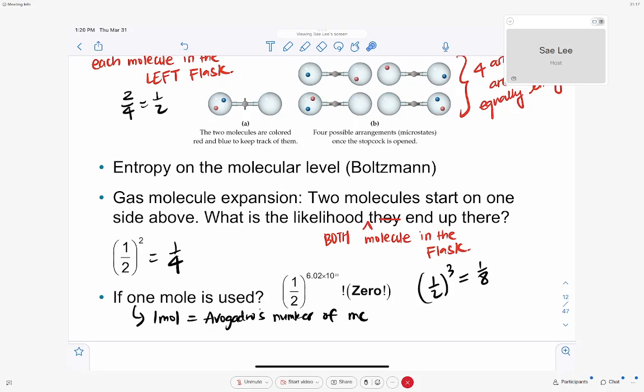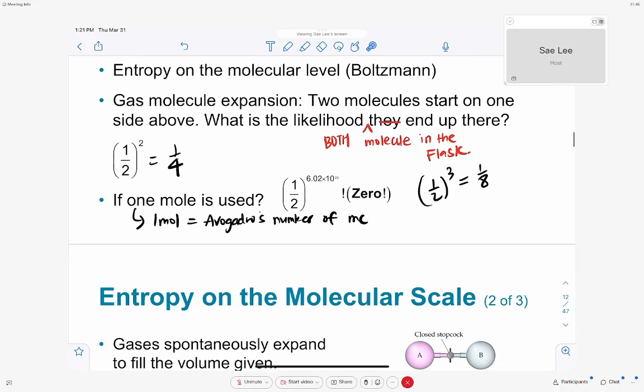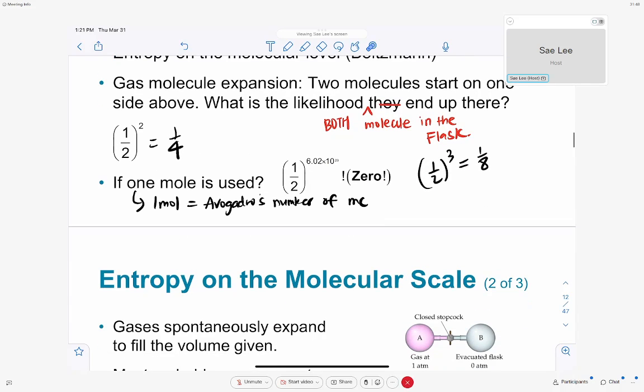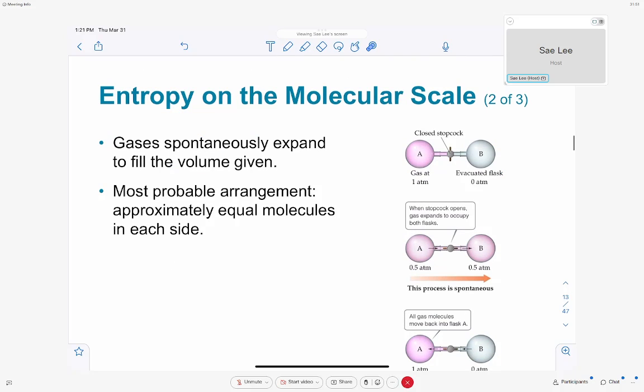So if you raise it to the power of Avogadro's number, the chance is 0. This tells us that the chance of all of these molecules being in the left flask is basically 0. So if you open the stopcock, all of these molecules will flow out; none of them will stay on the left side.